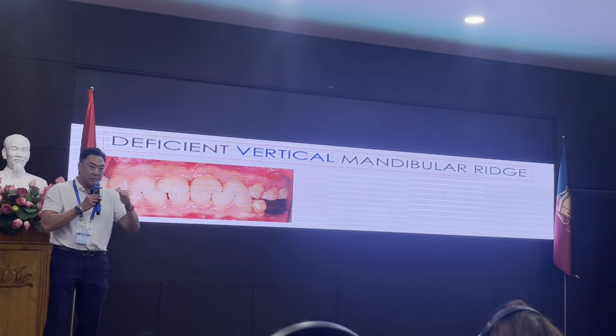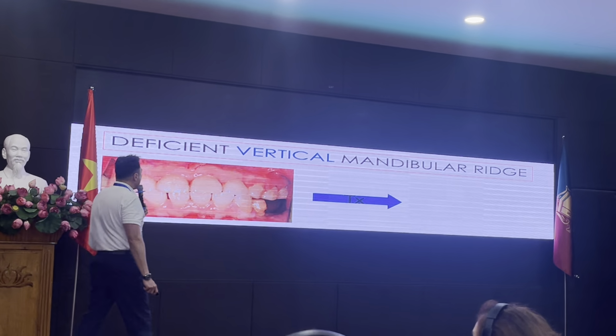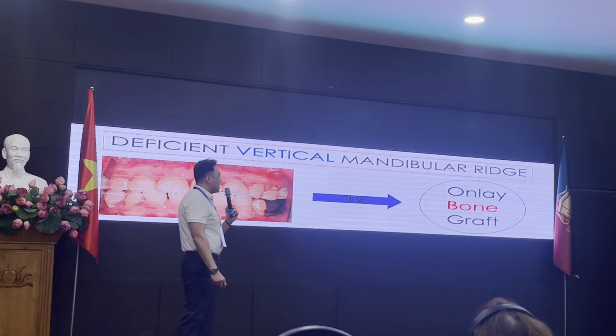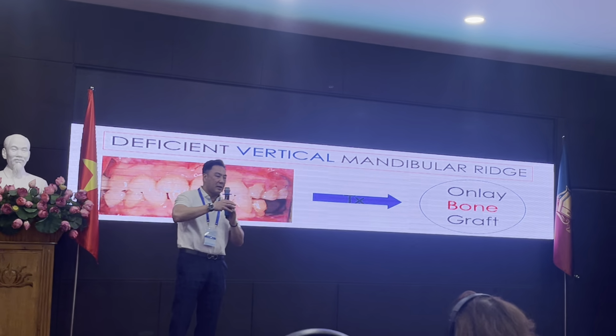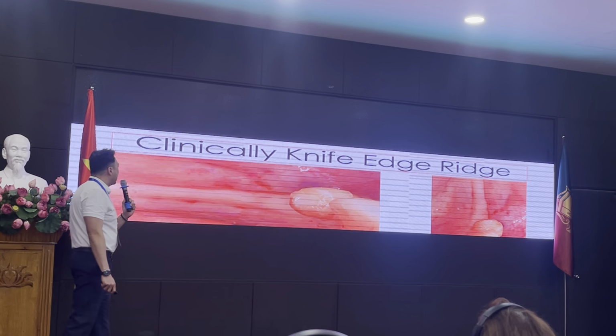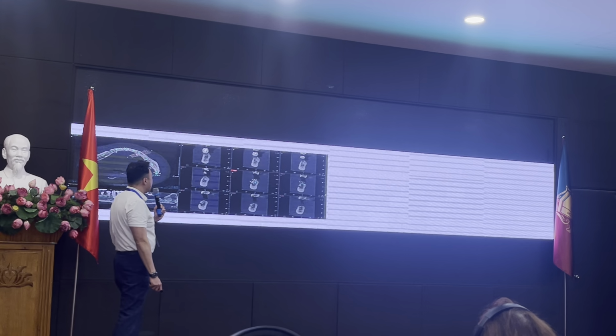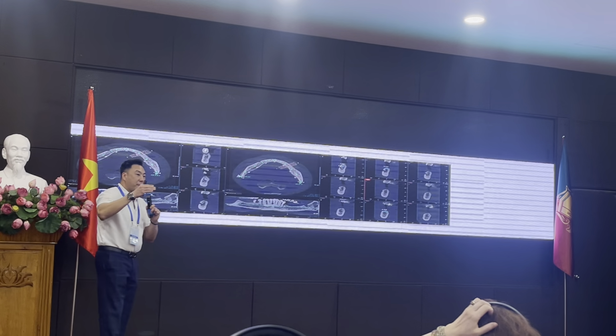This is a vertical deficiency in the posterior mandible. So those cases are very, very challenging. So this is going to be more of an onlay graft. And we know when we do vertical, that's the most difficult, most challenging cases. Almost clinically knife edge ridge. This is the patient's CBCT. Very close to the inferior alveolar nerve.